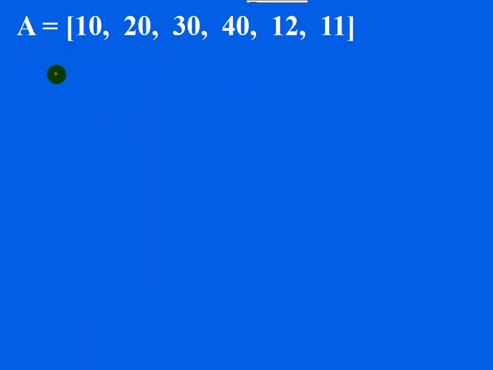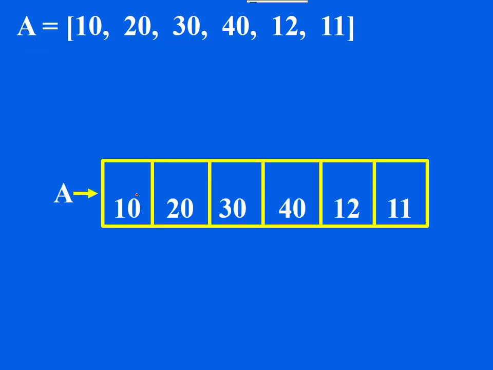Now, consider list A with the 6 elements 10, 20, 30, 40, 12 and 11. The state diagram of the list A is like this. For the first element of the list, the index is 0. For the second element of the list, the index is 1 and so on. How do you get the number of elements present in a list? There is a built-in function by the name len. Within brackets you can write the name of the list. So this returns the number of elements present in list A.